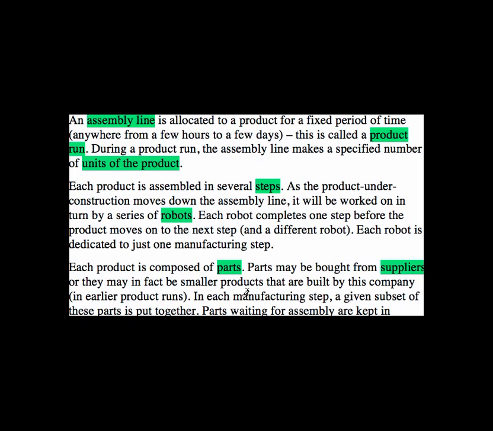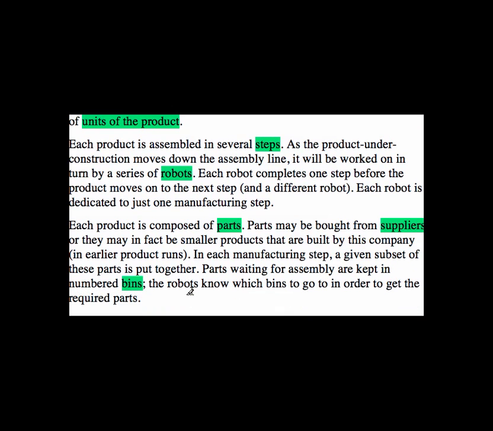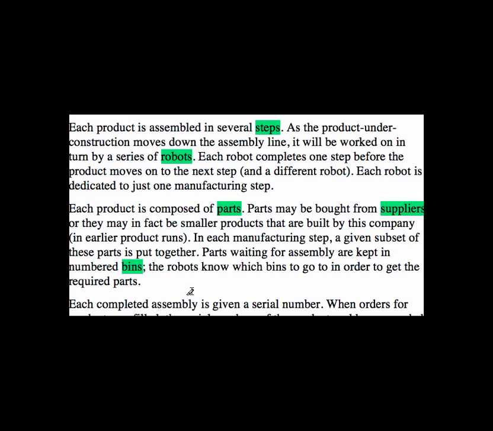In each manufacturing step, a given subset of these parts is put together. Parts, we've had all those things. Parts waiting for assembly are kept in numbered bins. Now, that's an interesting one. The robot knows which bins to go to in order to get required parts. So we've had robot, we've had parts.